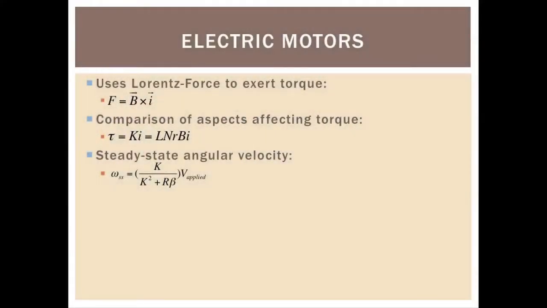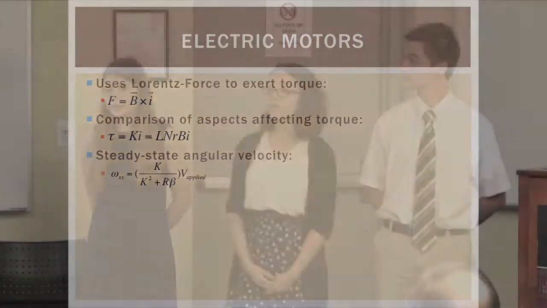The Lorentz force is the driving force behind electromagnetism, and it is caused by the interaction between the electric and magnetic field, and is defined as the cross product between the magnetic field, B, and the current, I. The Lorentz force is very important because it's used to exert torque, and torque is a moment of force. Many aspects affect torque, such as the length of the wire, the number of loops, the radius of the rotor, the magnetic field, and of course the current, which is all put together in the equation tau, which is torque, equals lNrBI. Another equation for torque is tau equals Ki, where I is the current and K is the motor's constant, which is used to define the strength of the motor.